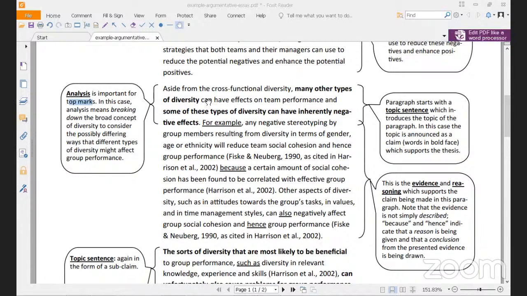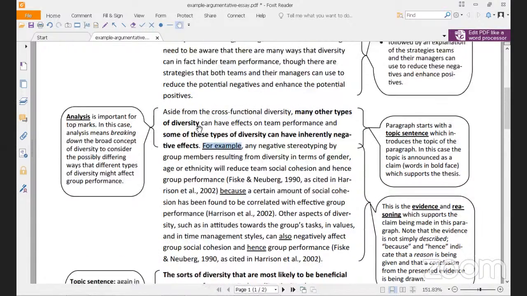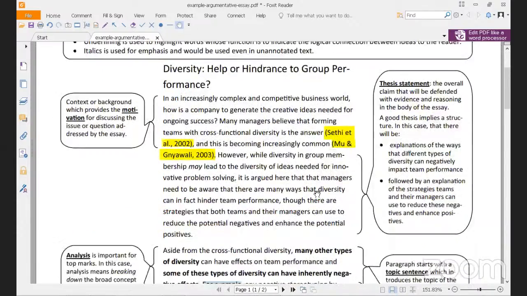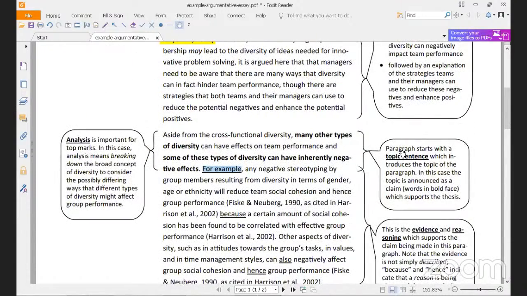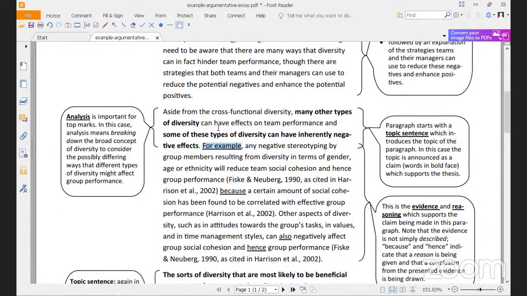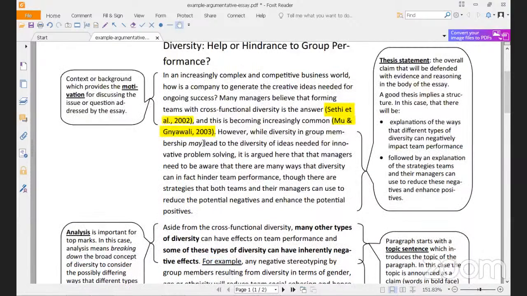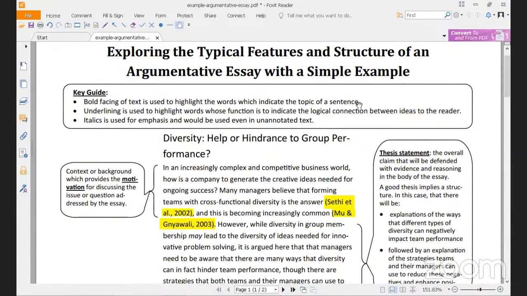Now, in this paragraph also, we have bold. Bold significa negritas, and underline means subrayado. And we talk about this in the beginning. Let's go. Bold facing, which are these ones, is used to highlight the words which indicate the topic sentence. Okay, so remember, we have topic sentence, and this is the beginning. Many other types of diversity. Some of the types of diversity can have inherently negative effects. Okay, remember, indicate the topic sentence.